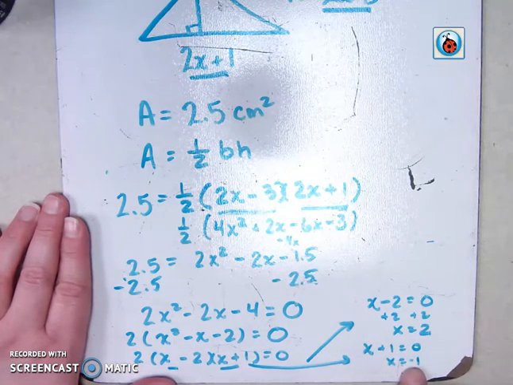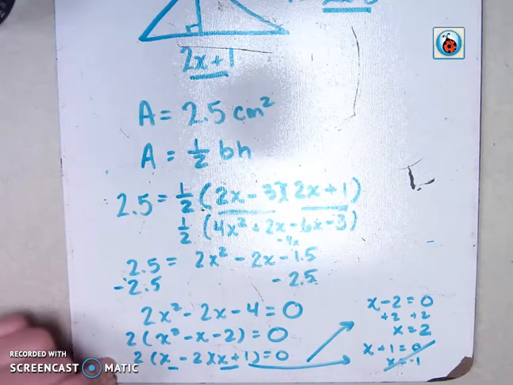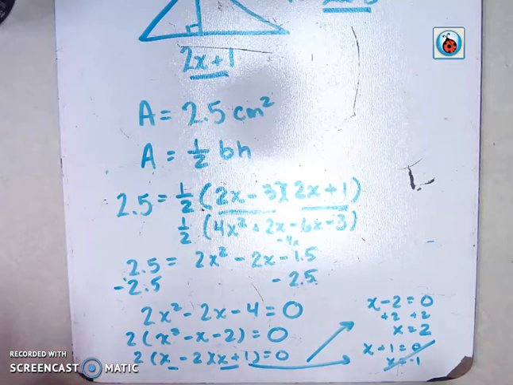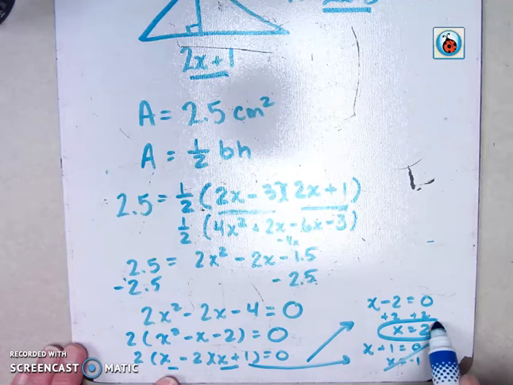And since we're talking about centimeters, the -1 answer doesn't make any sense. The 2 doesn't have an x with it, so you don't need that. I set that equal to 0, 2 doesn't equal 0, so that's done. So it looks like my solution is x equals 2.